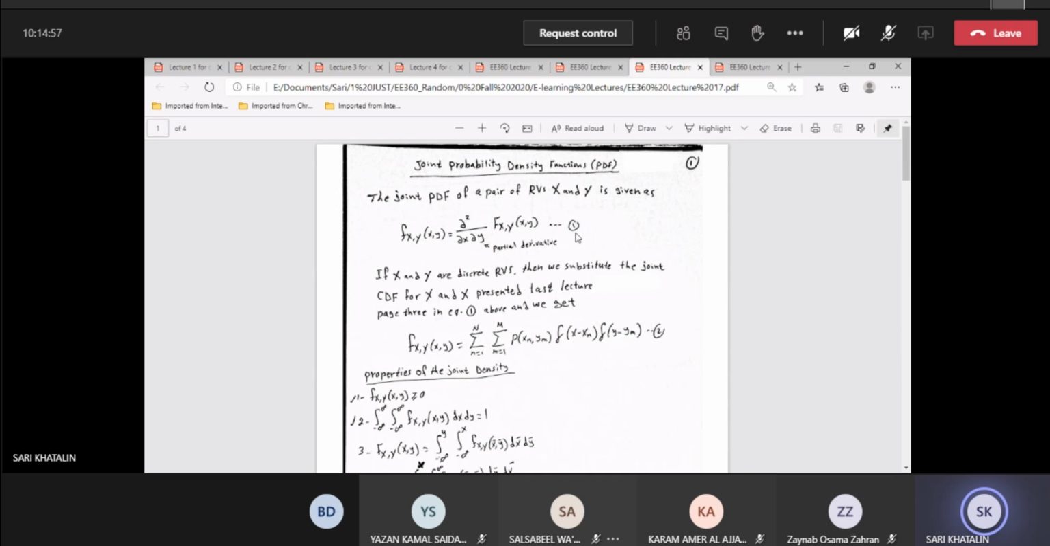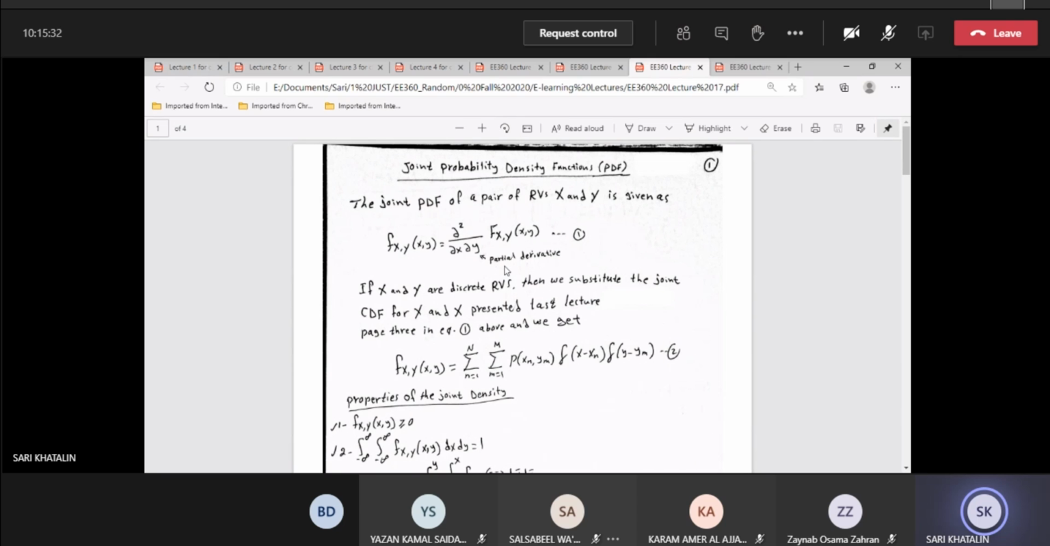It's very similar to what we did in chapter 2. If you remember in chapter 2, when we have the CDF, we just take the first derivative to get the PDF. If we have the CDF of X, for example, we just take the first derivative of the CDF with respect to X, and we'll end up with the PDF. Similarly here, the joint PDF can be derived from the joint CDF, as shown here on the screen.